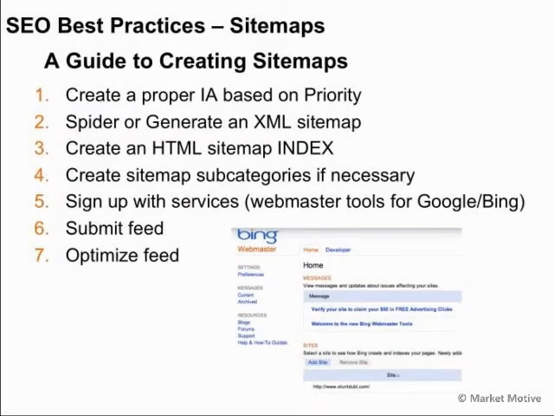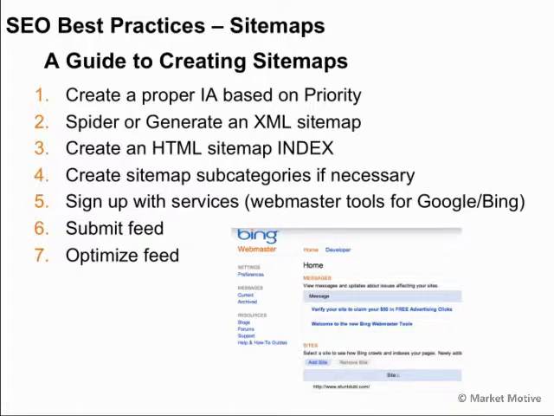So when you're going to create your sitemap, the first thing you want to do is create that proper information architecture based on the priority, based on where you want the search engines to see an individual page. And then we're going to spider or generate that XML sitemap, create a HTML sitemap index. You might have multiple HTML sitemaps if you have a large site. You might only do 1 to 400 links on that first sitemap and then have some sub-sitemap pages. So you're going to create those sitemap subcategories where necessary.